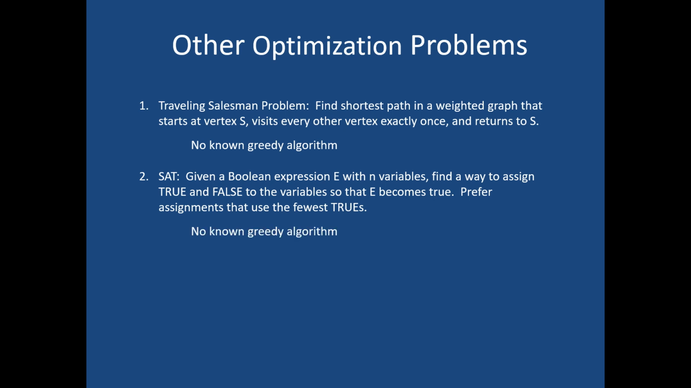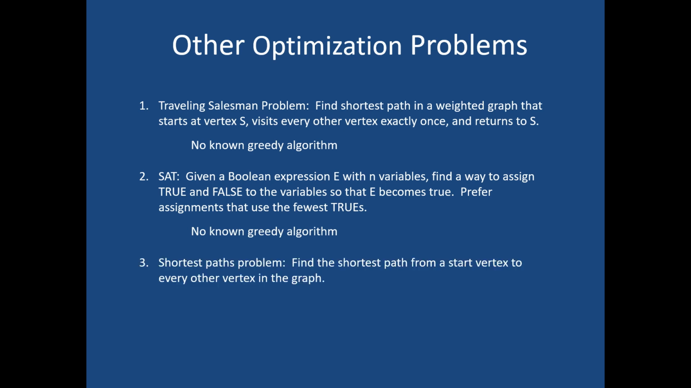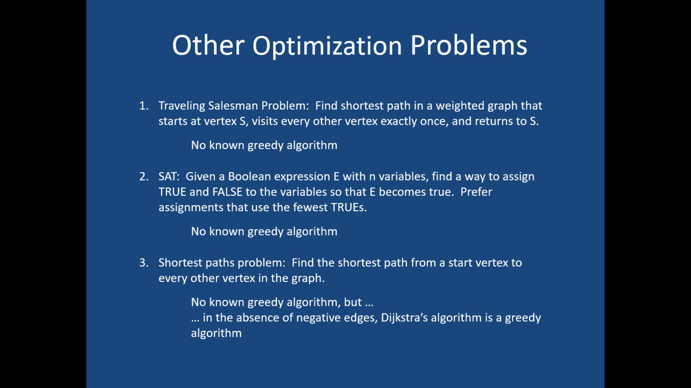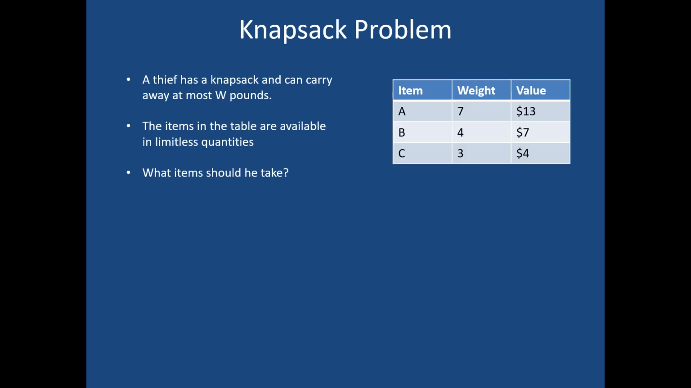Turns out that's an important problem. And it'd be nice if there was a way to point to a variable and say, yeah, that one needs to be true, and that one should be false, and that one should be true. There's no known algorithm, and very doubtful there is one. The shortest path problem, the general one where there are negative cycles: no known greedy algorithm, but of course we know Dijkstra's algorithm will solve a subclass of it. So there are lots of optimization problems you can't solve with greedy algorithms.